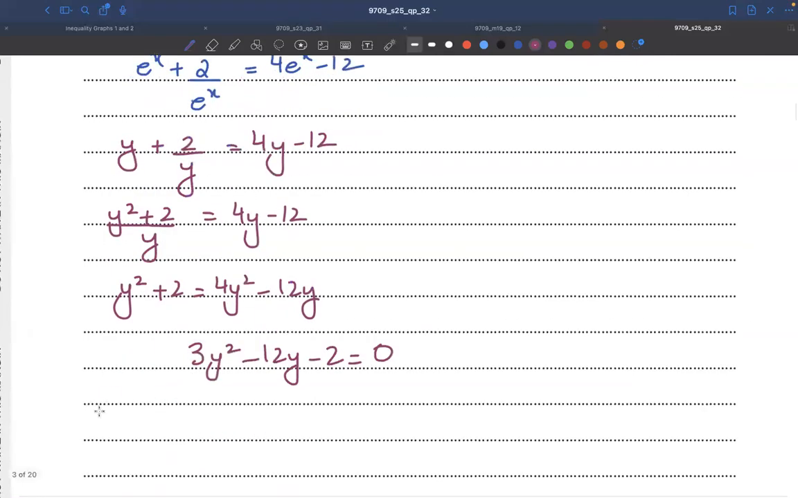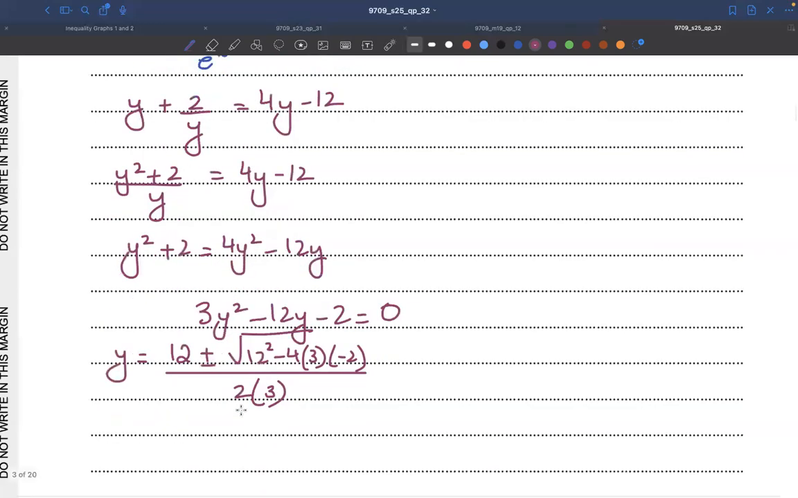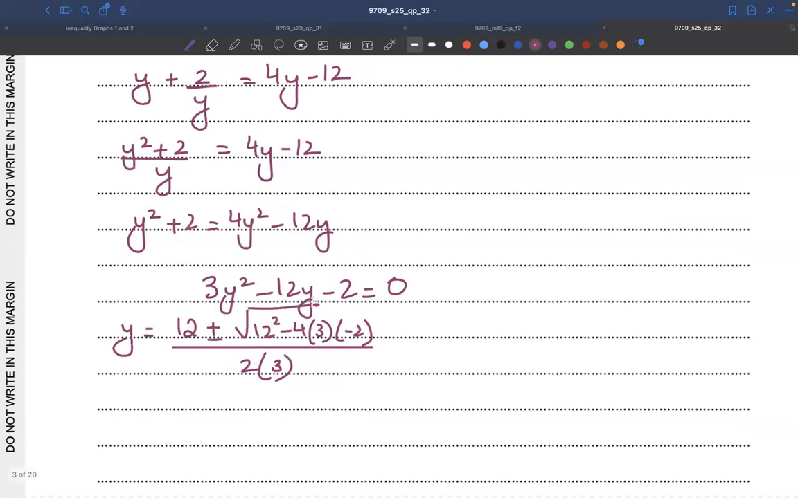So we'll get y = (-b ± √(b² - 4ac))/2a. So this will become (12 ± √(12² - 4 × 3 × -2))/(2 × 3). Now it's very important that we show the working over here for the quadratic equation, as there's a mark in the exam for showing the working for finding the roots of this equation.